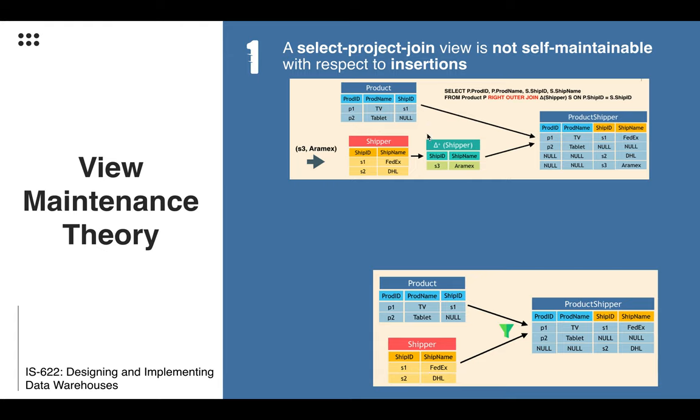In a deletion, you don't have to go back, right? In a deletion, you can just go directly here, see if that item is there and remove it. That's it. You don't have to look at the base table when you're deleting. But when you are adding it, you have to go back and check it. So any operation using select, project and join, right or left, for insertion cannot be maintainable, because you have to go back and get that information from the base table.